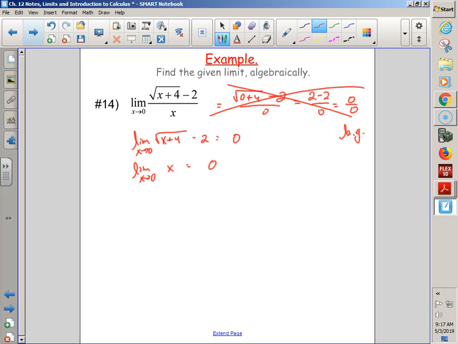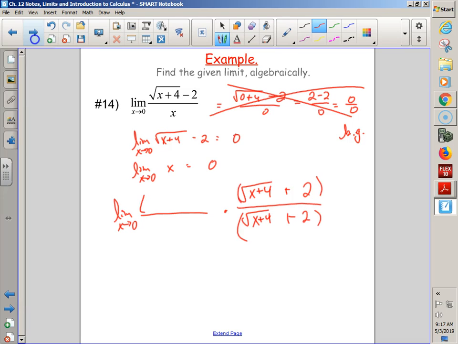Zero over zero. Keep going. So therefore, how do we keep going? By what? Good. Plus 4 plus 2 on top and bottom. Does that make sense, guys? If you know what you're doing, finish the problem for me. I'll catch up in a second. I'm giving people time, but go ahead. Keep going. Go all the way to the answer.